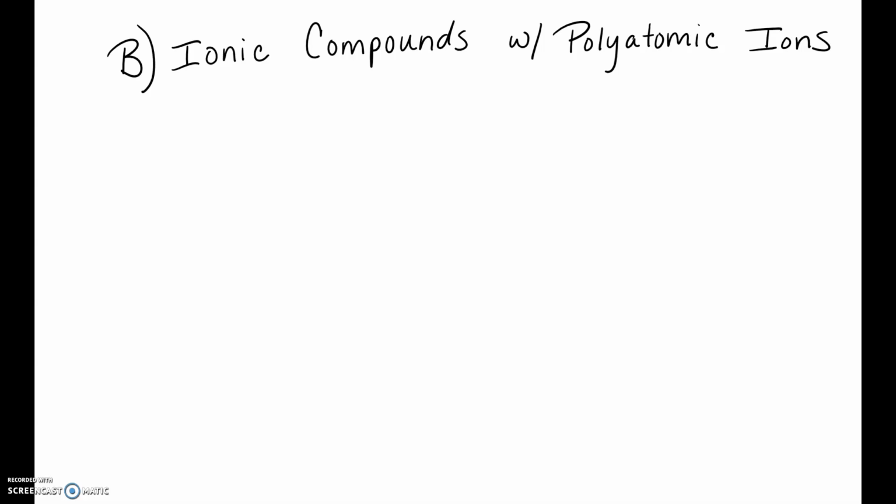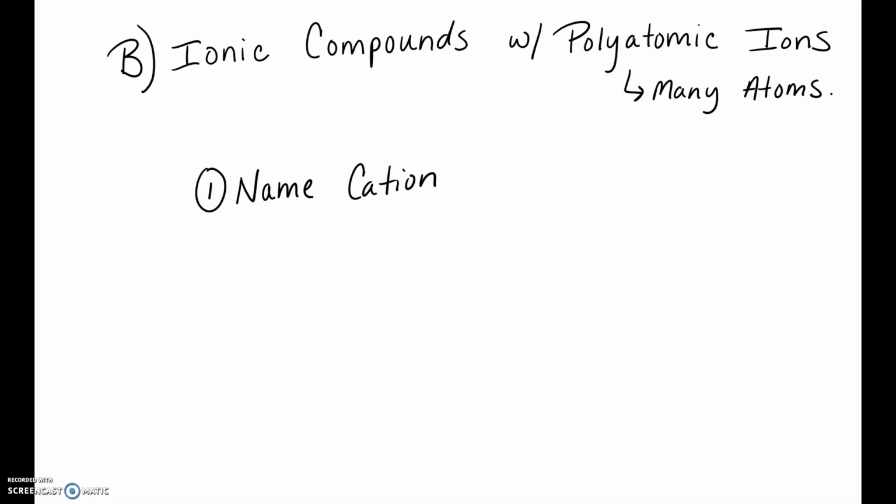Now we're going to talk about how to name compounds with polyatomic ions. Remember, polyatomic ions are ions that have many atoms. You have a polyatomic ions reference sheet that you can use to look up any of the ions used here. Now, when you name polyatomic ions, again, the first thing you do is name the cation. And then the second thing is name the anion.